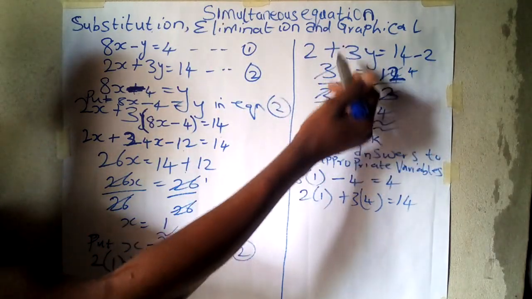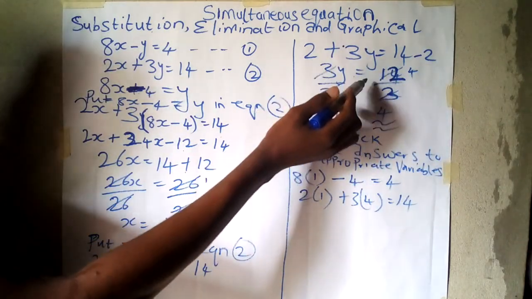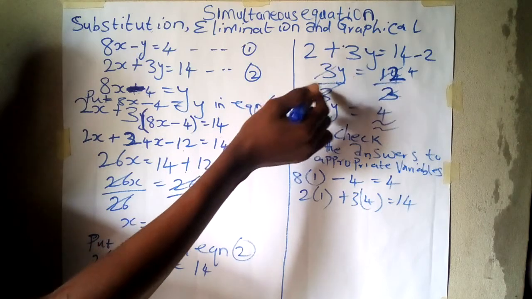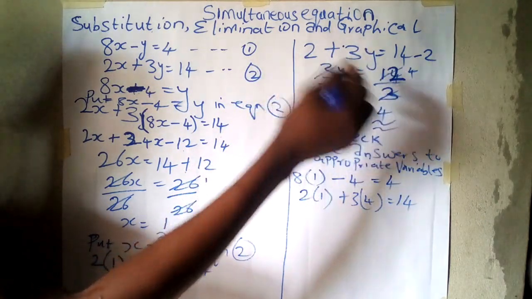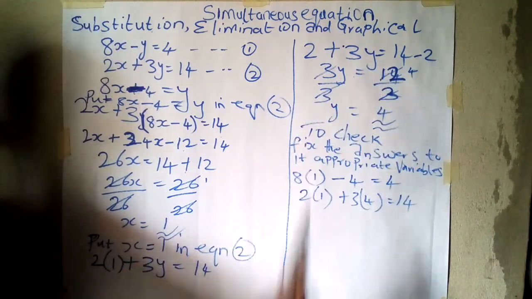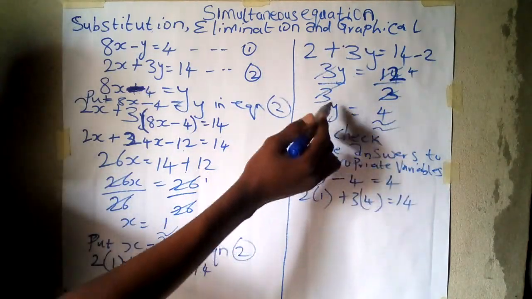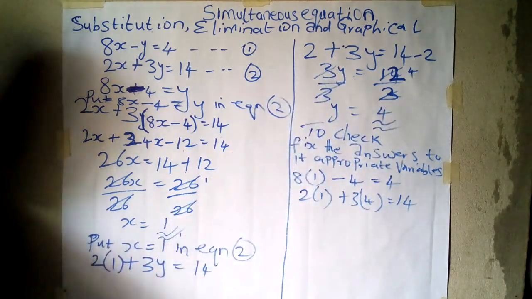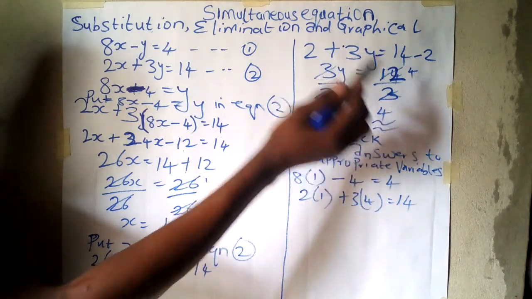Making y the subject of the formula, this is the process we go through. You divide 3y all over 3, and 3 cancels 3, and you're left with y is equal to 12 divided by 3. So 12 divided by 3 is 4. We have 4 here, and we can now say our y is equal to 4. Now therefore our x is equal to 1 and our y is equal to 4.